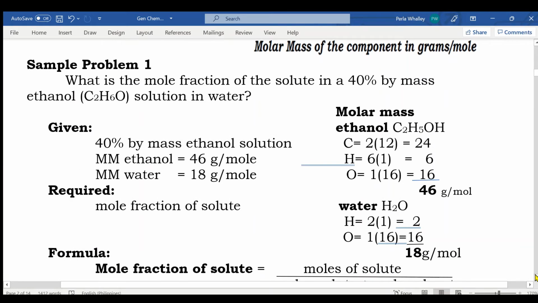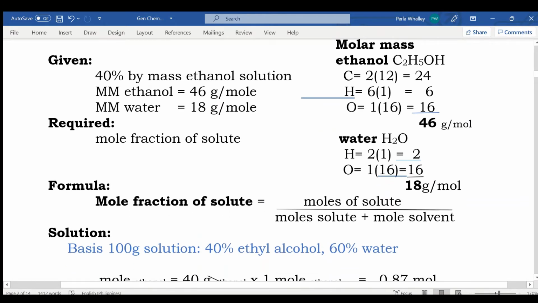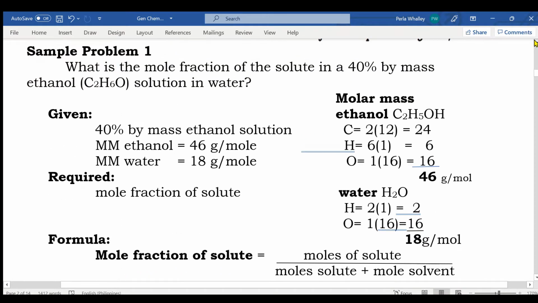What is the mole fraction of the solute in a 40% biomass ethanol, C2H6O, solution in water? Remember, we need to write first the given, the required, and the formula, followed by the solution. Okay? So, given, we have 40% by mass ethanol. Ethanol is also known as ethyl alcohol.